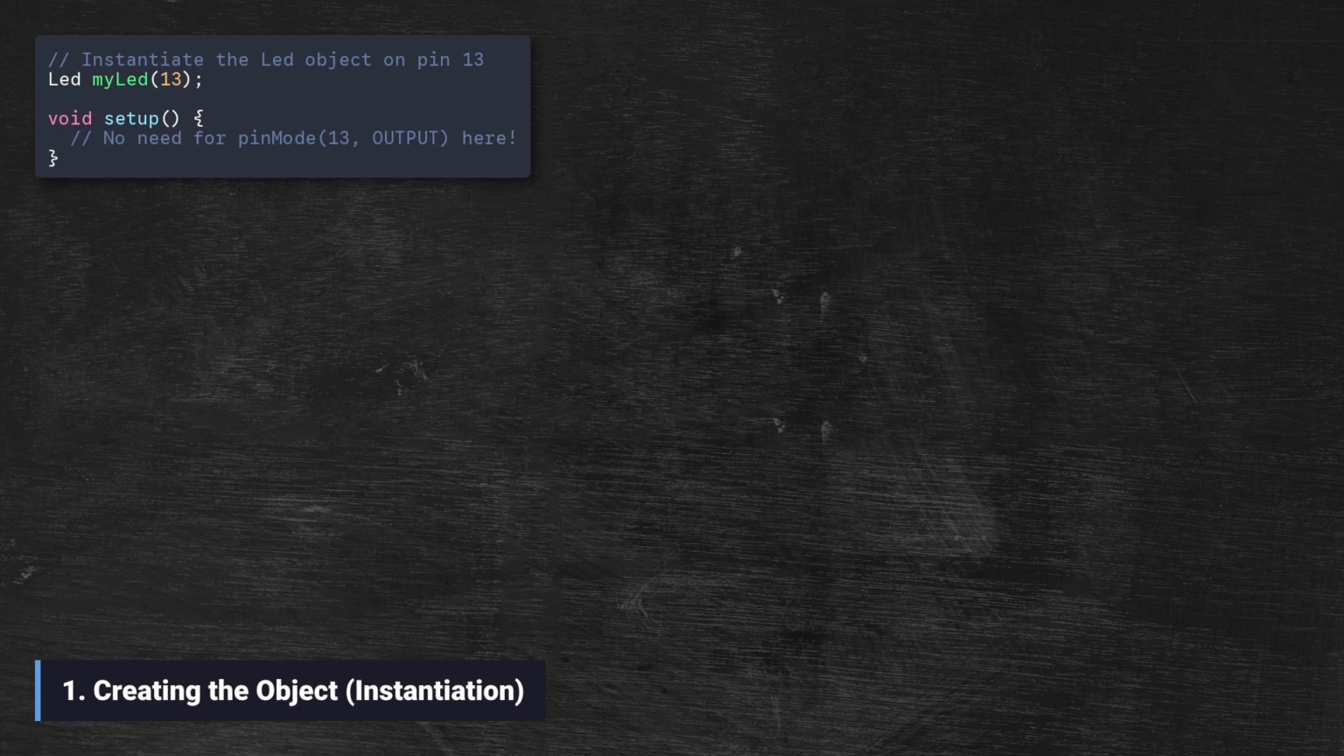To create an object, we use the class name followed by our chosen object name. Here, we create an LED object named myLED and pass the value 13 to the constructor. This tells the object it is connected to pin 13. We do this at the top of our script, outside any functions.